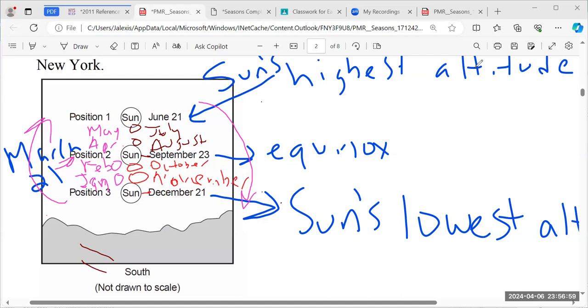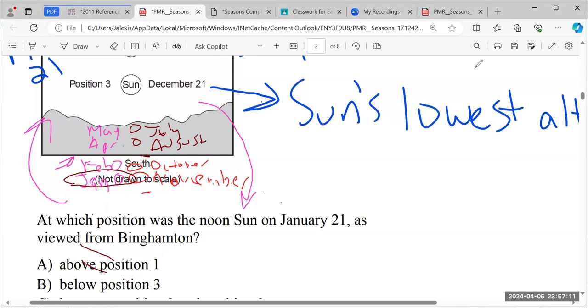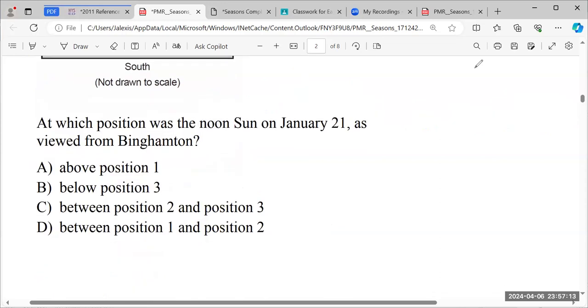So where is the sun in January? Right here, between position 2 and 3. And that is going to be choice C.